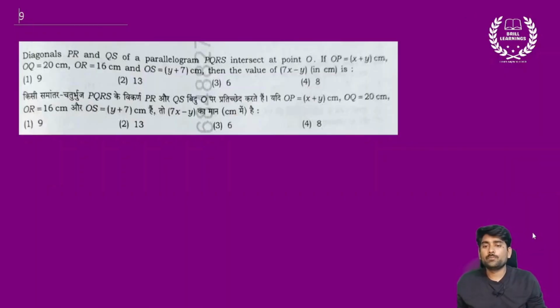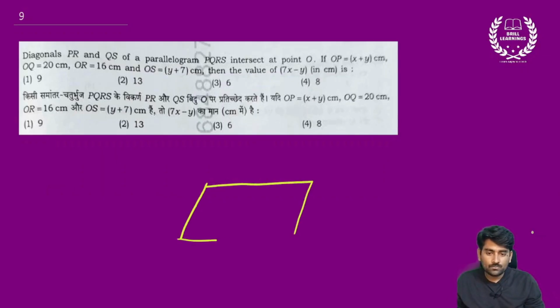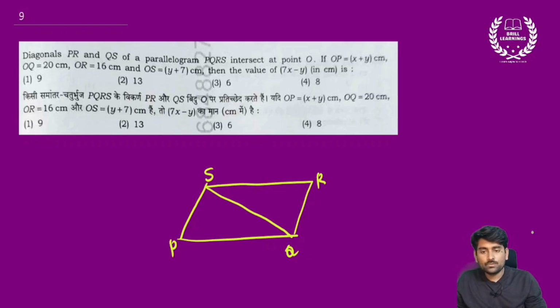The diagonals PR and QS of a parallelogram intersect at point O. First, let's draw a parallelogram here. So P, Q, R, S. PR and QS intersect at point O. Okay, they have given OP as X plus Y and OQ as 20 centimeters. OR as 16 centimeters. And OS as Y plus 7 centimeters.